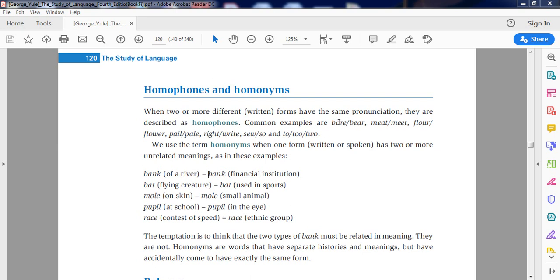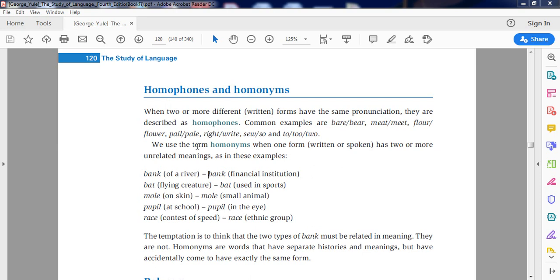Different written forms, but with the same pronunciation. This is homophones. So, what about homonyms?